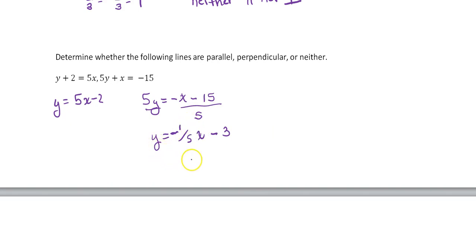So now I'm going to take a look. I have slopes. They look like they could be perpendicular. I'm going to double check that. I'm going to say 5 times negative 1/5. I multiply that across and I wind up with a negative 1. So these are in fact perpendicular.